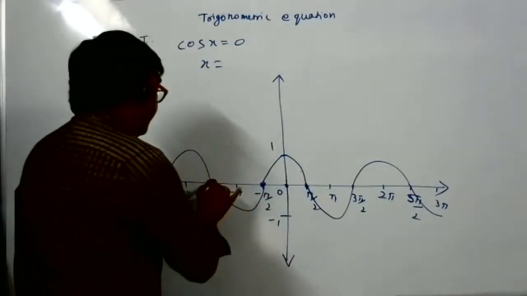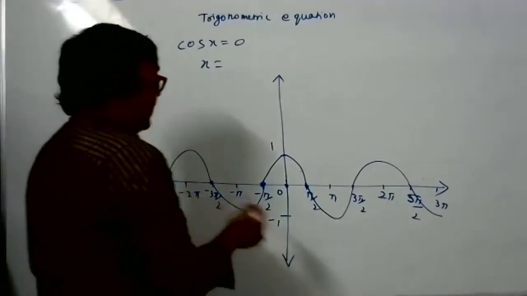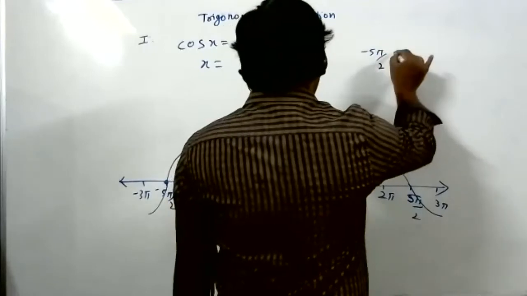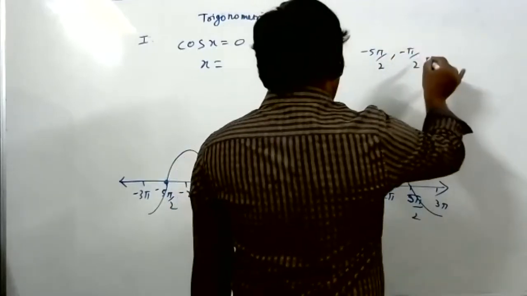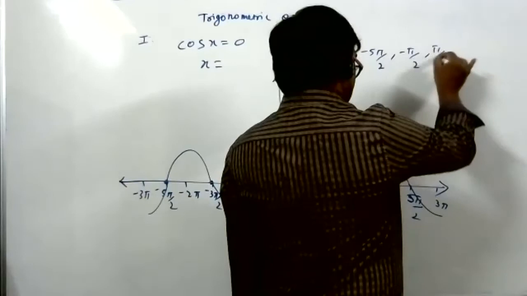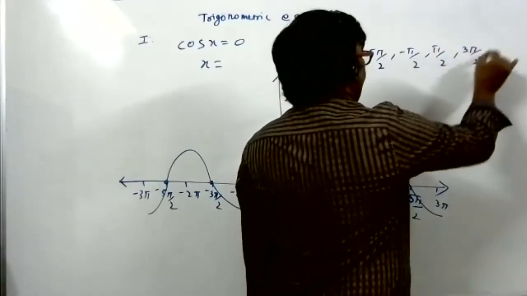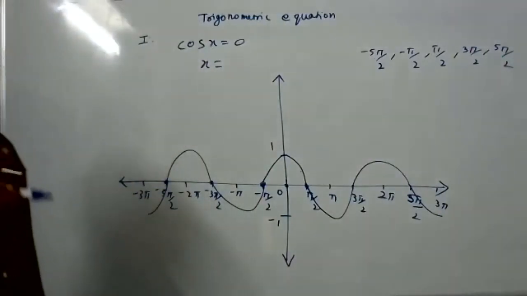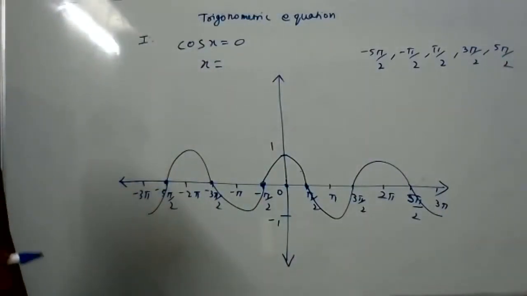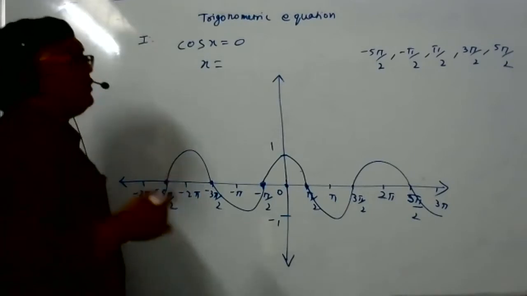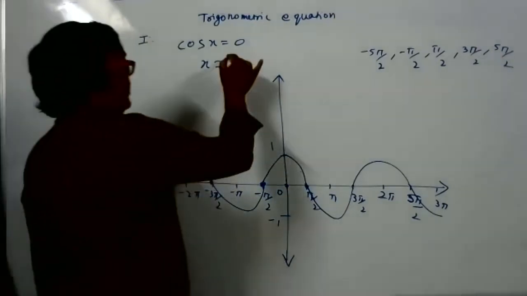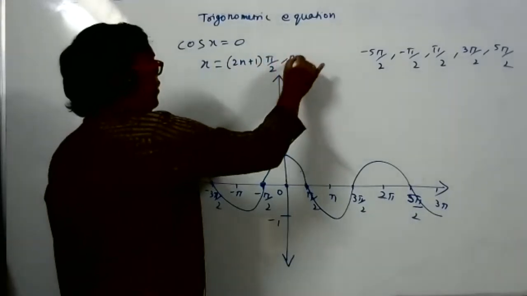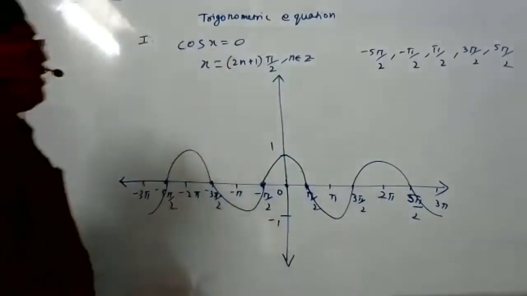Tell me. The curve intersects the x-axis at pi by 2, 3 pi by 2, 5 pi by 2, and minus pi by 2, minus 3 pi by 2, minus 5 pi by 2. But what does it represent? Pi by 2, 3 pi by 2, 5 pi by 2 are odd multiples of pi by 2. In general, how to write an odd number? So the answer is (2n plus 1) pi by 2, n belongs to integers. This is the general solution.